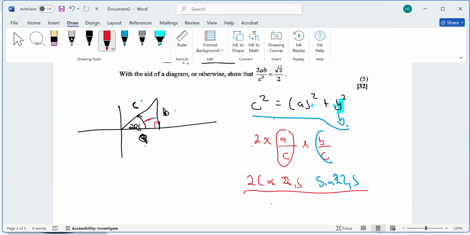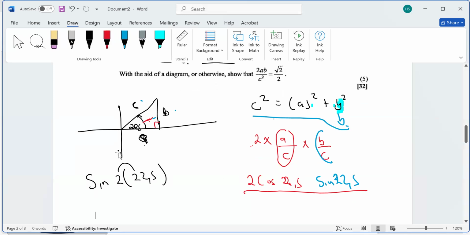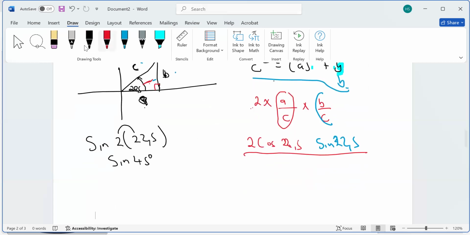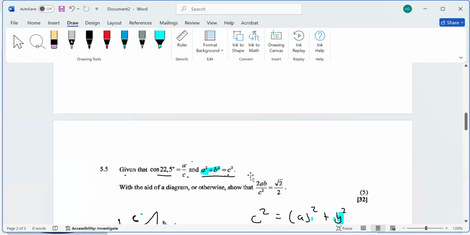So this can be written as 2 sine cos, which is the sine of 2 multiplied by 22,5. Now, 2 times 22,5 is 45, so this is equivalent to sine 45 degrees. Sine of 45 is equivalent to root 2 over 2.